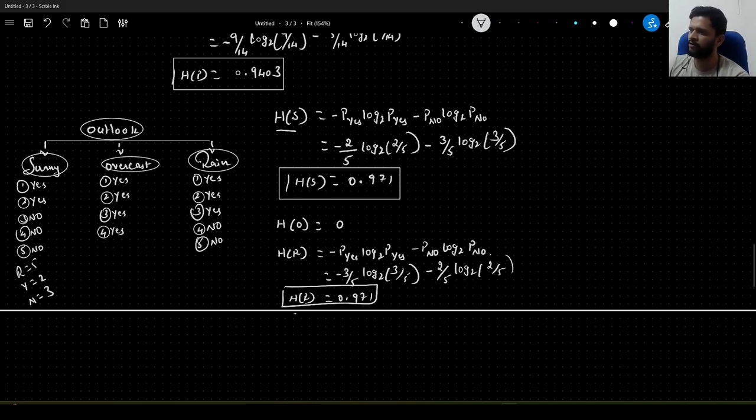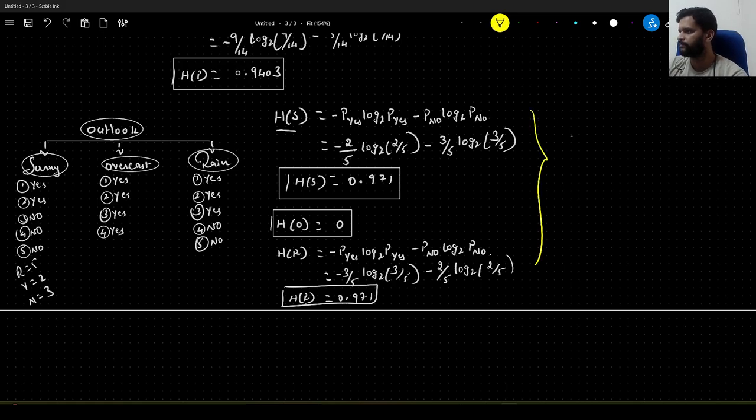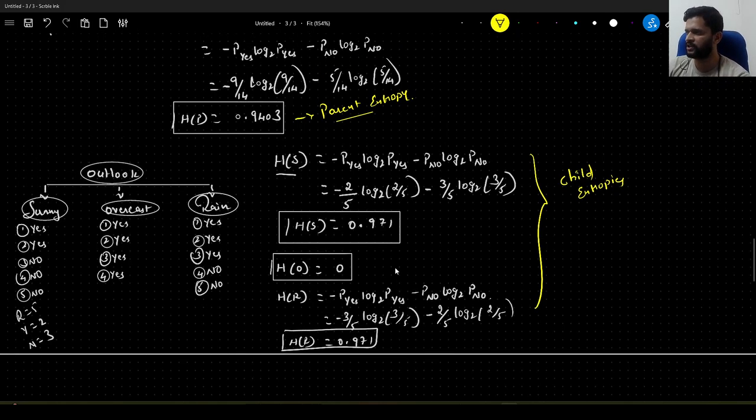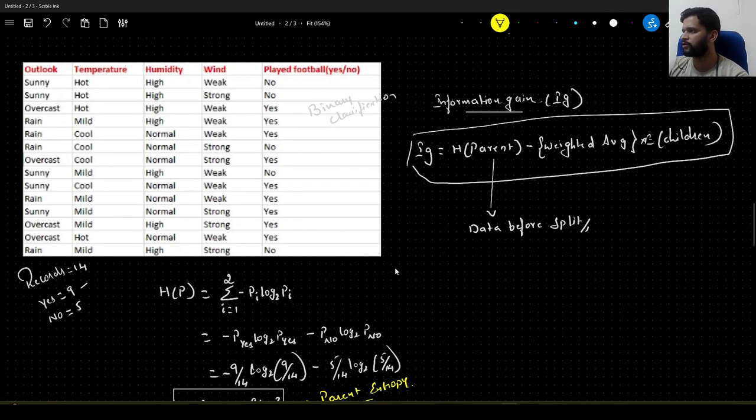So now I have calculated the children entropies. So these are all my child entropies. And this is my parent entropy. Okay. Now using this, we will compute our information gain. So what is the formula for information gain? It is this particular thing. Let me just copy this.